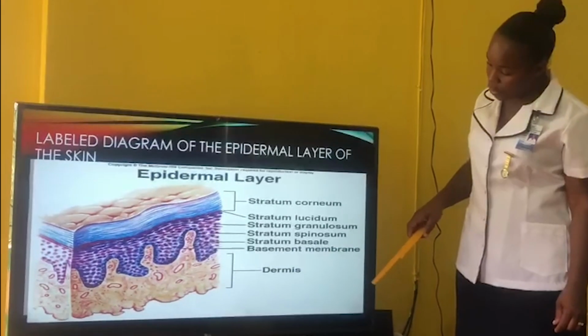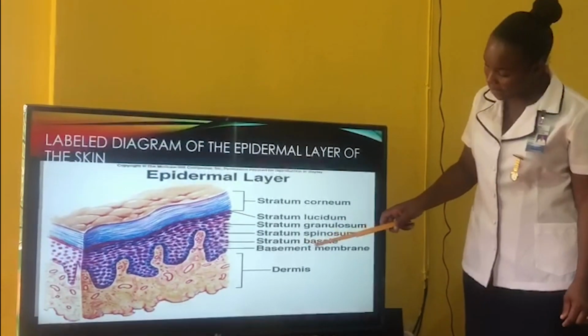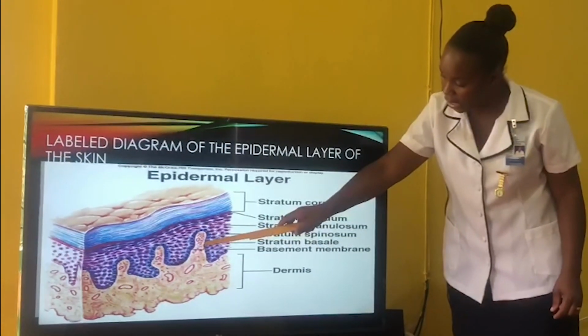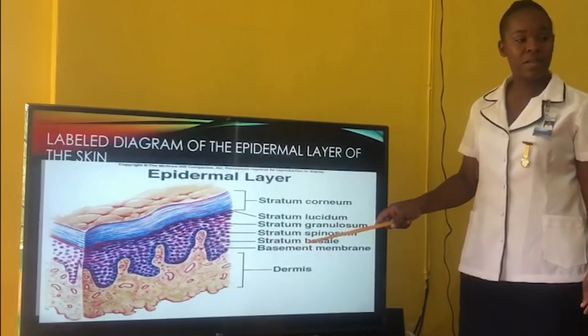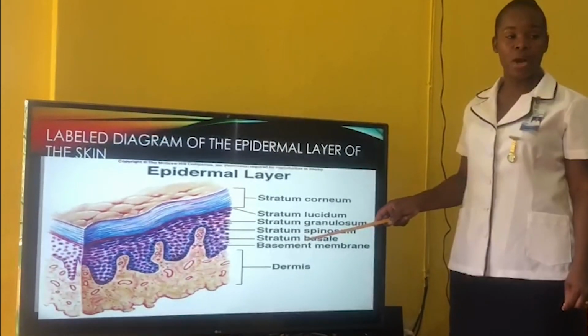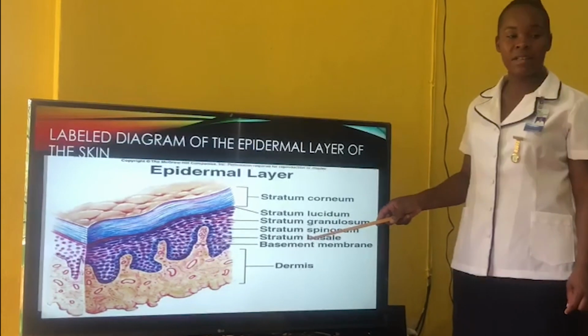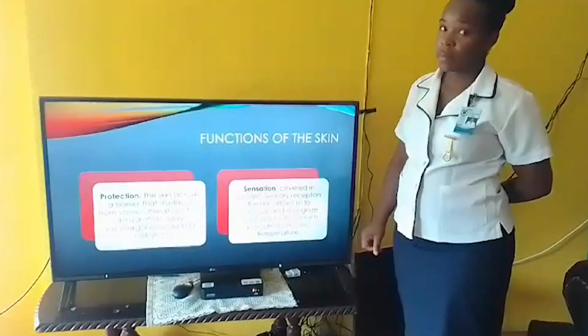Now the last section we'll be looking at is the stratum basale, and the stratum basale is this area right here. Now the stratum basale is the deepest layer where keratinocytes are actively dividing.